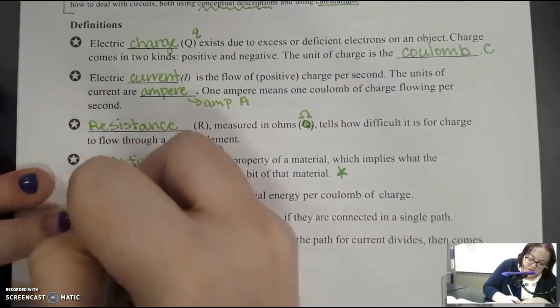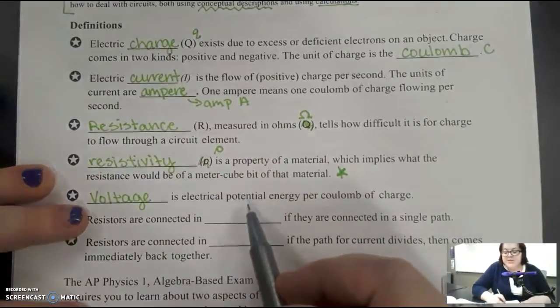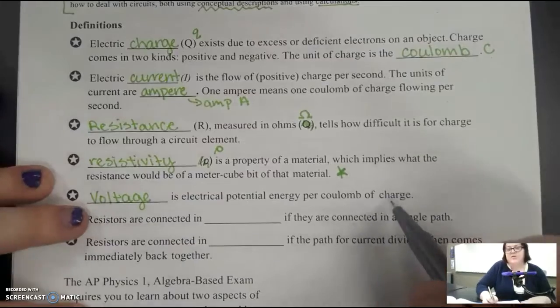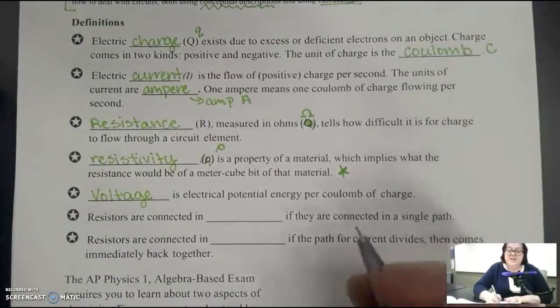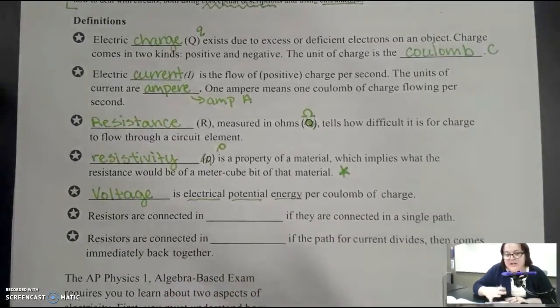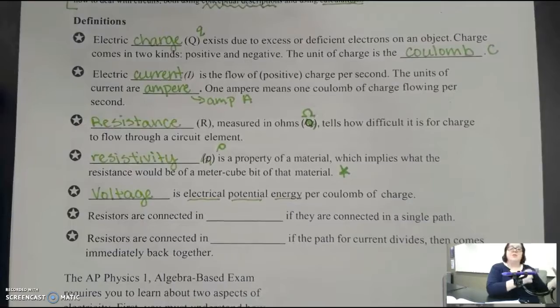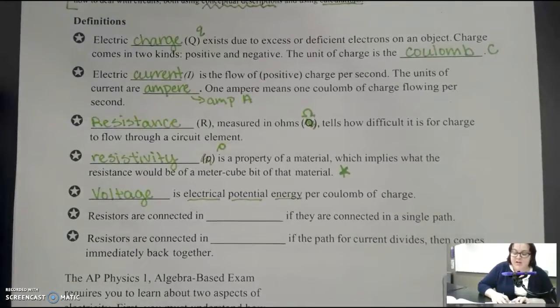Voltage is another big one. Voltage is electric potential energy per coulomb of charge. So it's not energy, it's not measured in joules, but it's related heavily to energy. So we can think about it kind of like it's energy, but it's how much energy per individual charge you have, per coulomb of charge.